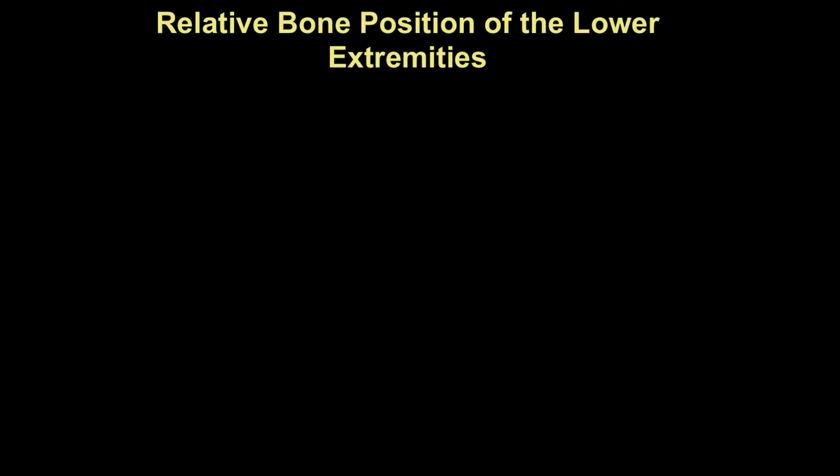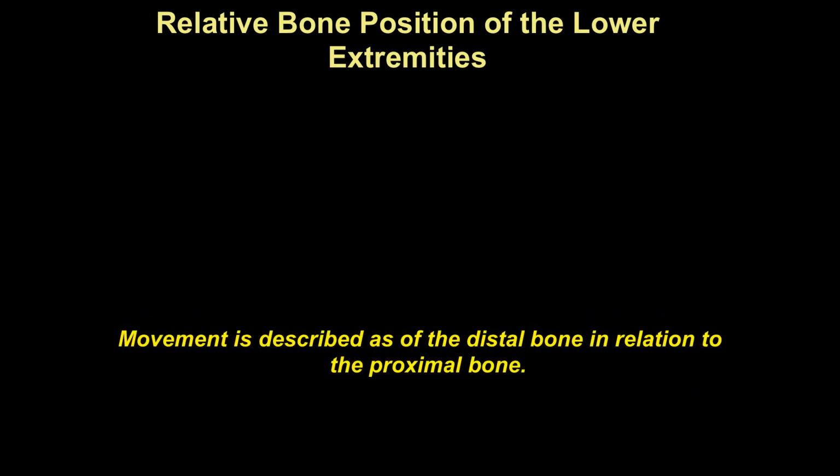Now, as we perceive movement, as we start to relate to movement, and as we need to understand this aspect as it relates to functional assessment, we must understand the relative bone position of the lower extremities. Movement is described as the distal bone in relation to the proximal bone. When describing movement away from the spine, we need to view the relative position of the bone segments that make up the joint. Movements away from the spine, as stated, are described as the distal bone in relation to the proximal bone.